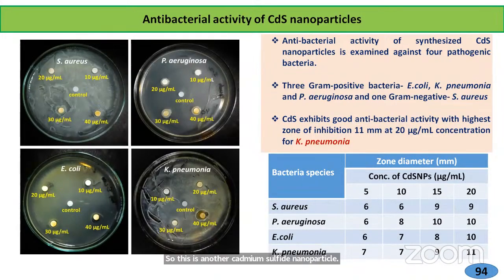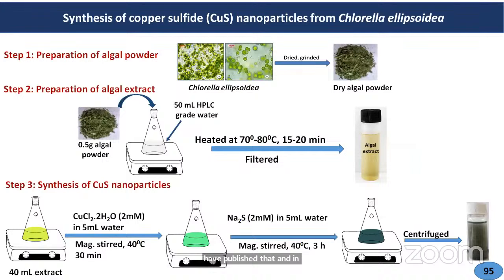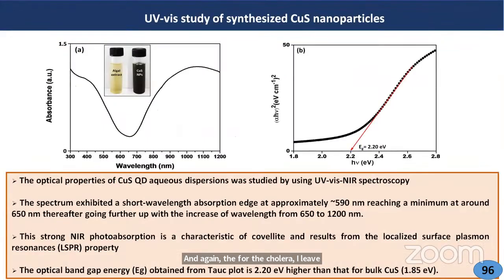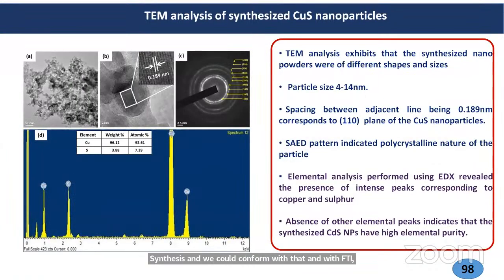It is showing this particular alga, and we have published this, Nostoc, in Bio Science. And again, for Chlorella ellipsoidea, which is the first alga, we could see the copper sulfide synthesis, and we could confirm it with FTIR analysis. And the TEM picture is so interesting. It is showing the presence of signals corresponding to copper and sulfur.